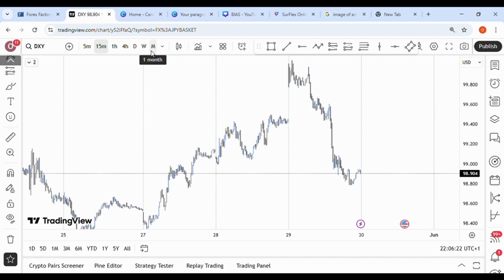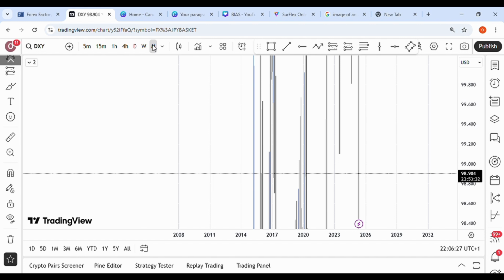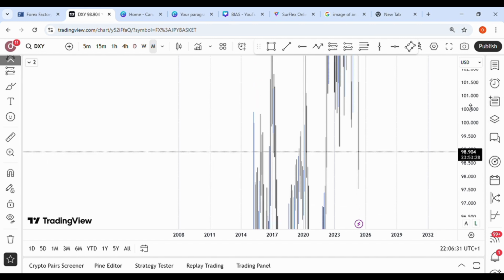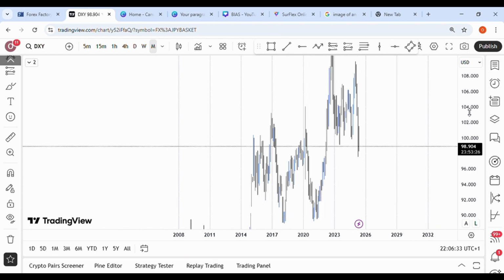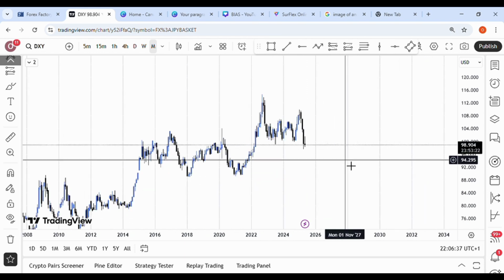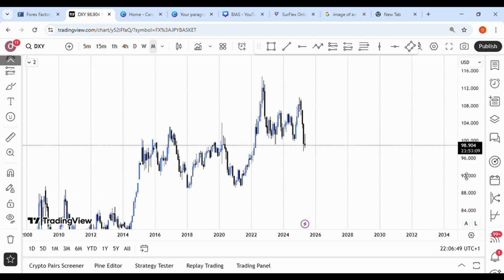Now fast forwarding to our monthly time frame. Let's see what we have there. Now, one of the main key points as an ICT trader is your fair value gap. Everything you need in the market is your fair value gap. Once you are able to identify your fair value gap, you are good to go.